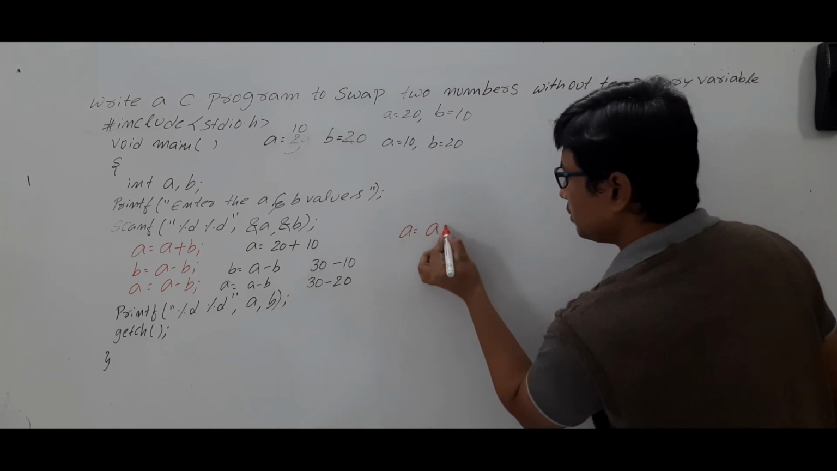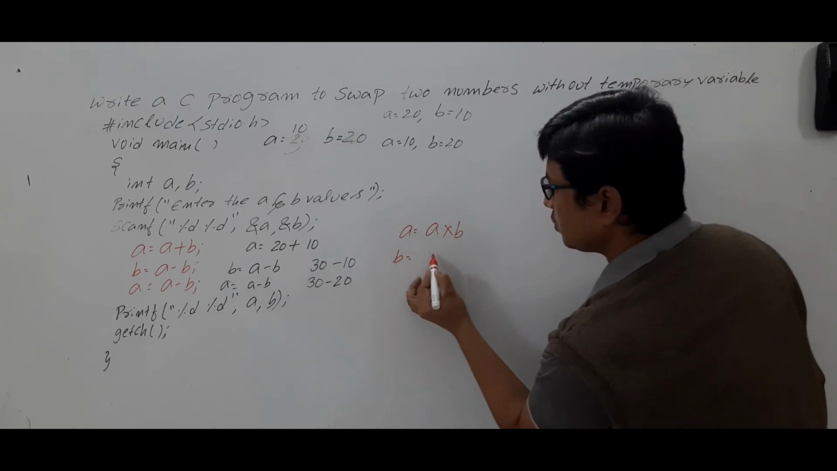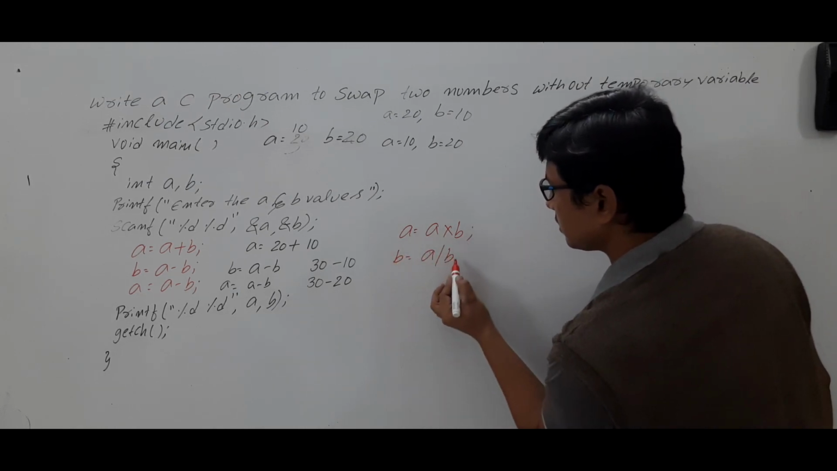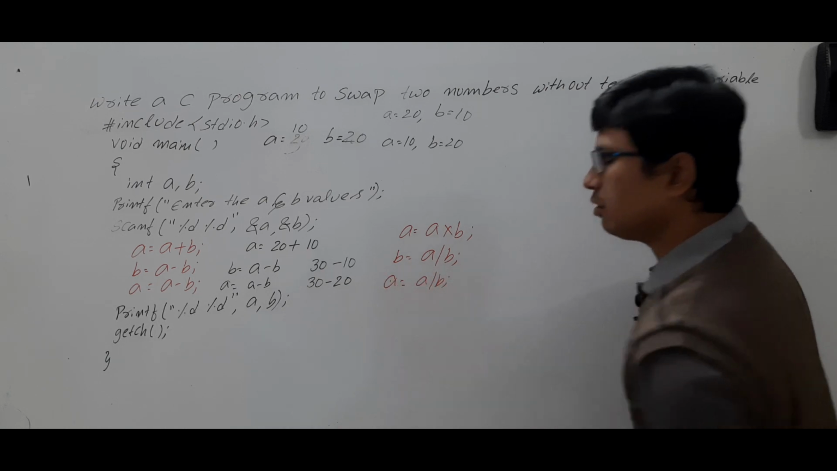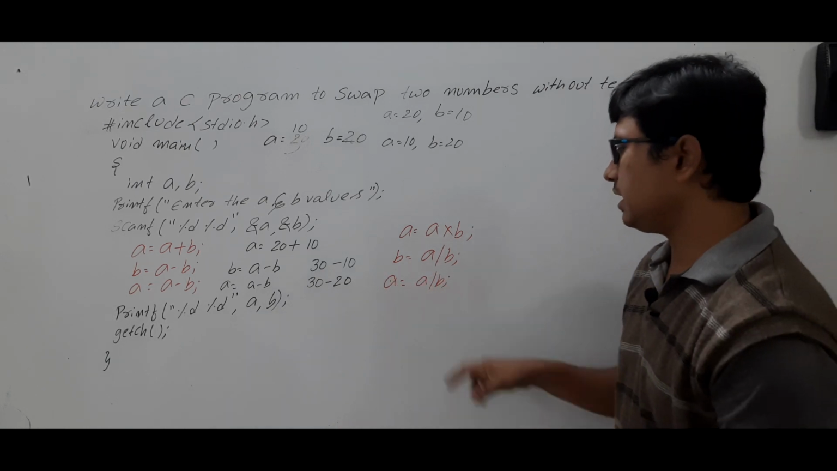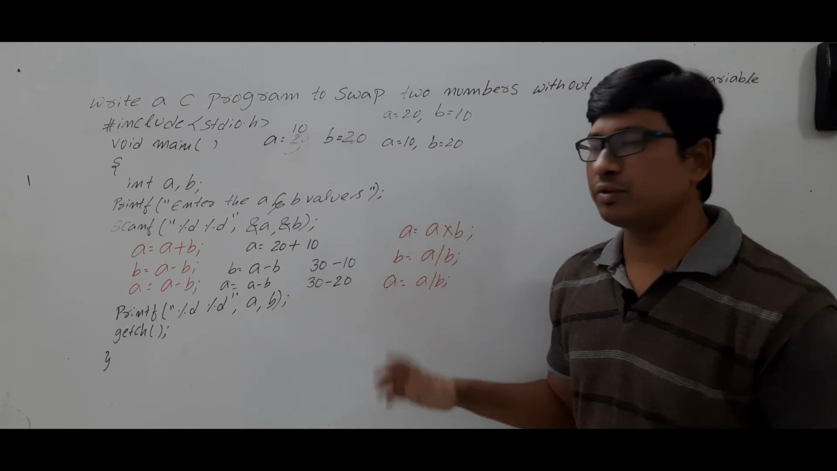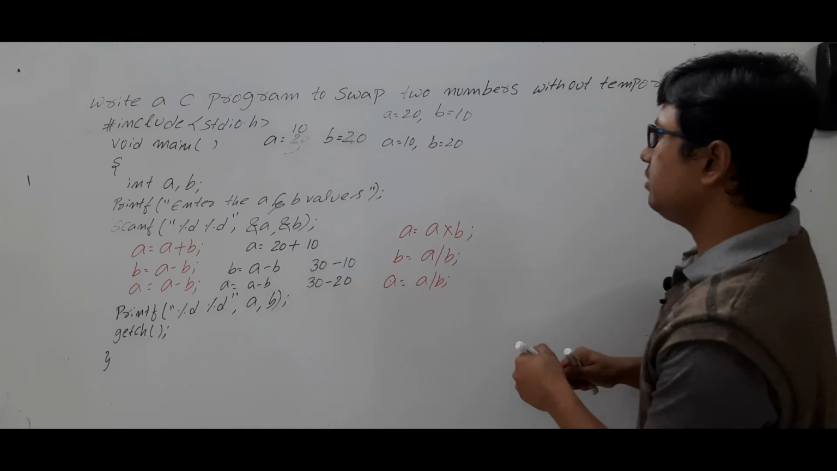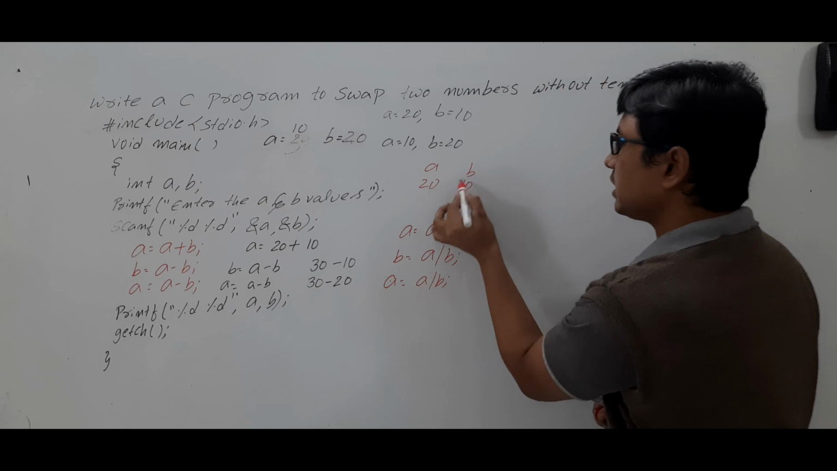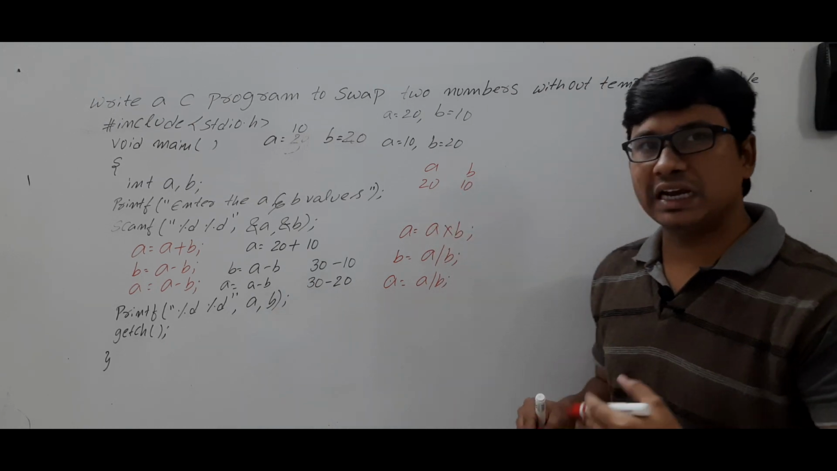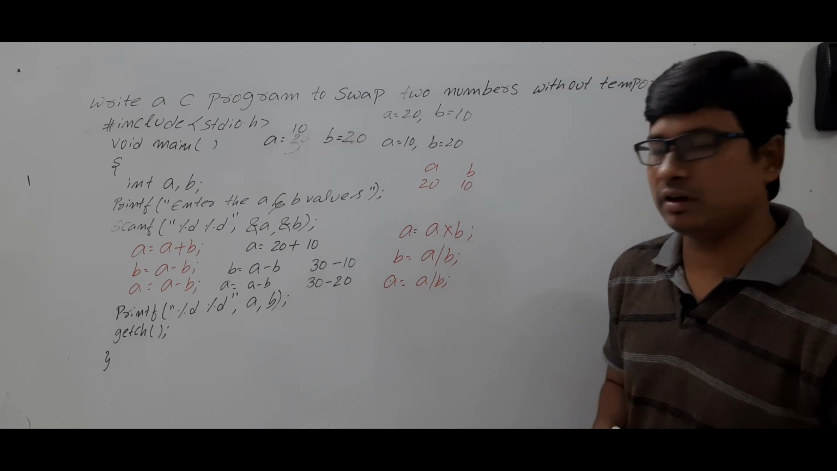Now what I will do, I will write A is equal to A into B, B is equal to A by B, A is equal to A by B. Now using multiplication and division, we are performing the swapping of two numbers. Now look at this one. If the A value is initially 20 and B value is 10, now I want to get the output as A value 10 and B value 20. Let's see whether it is happening or not.